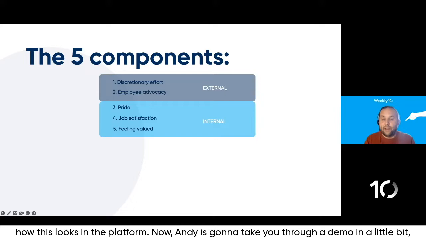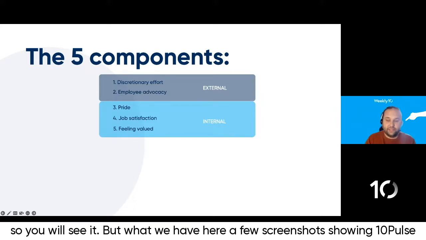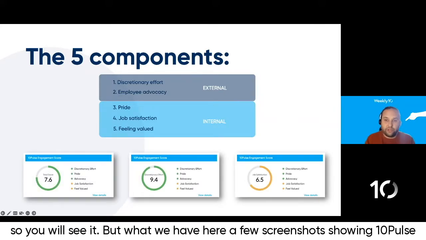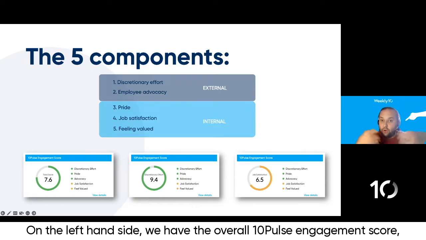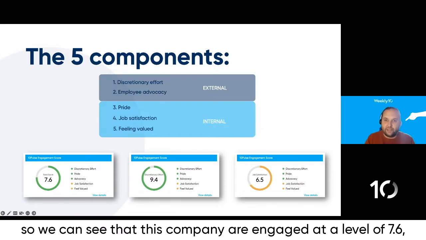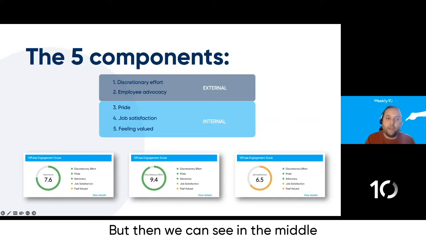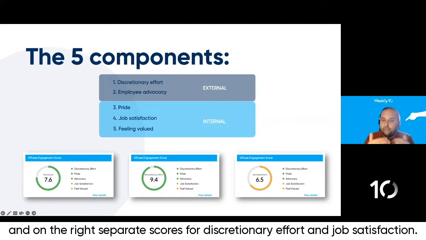How this looks in the platform now, Andy is going to take you through a demo in a little bit, so you will see it. But what we have here are a few screenshots showing 10Pulse as it appears on Weekly10. On the left-hand side, we have the overall 10Pulse engagement score. So we can see that this company are engaged at a level of 7.6, and it ranges from 1 to 10. But then we can see in the middle and on the right, separate scores for discretionary effort and job satisfaction.